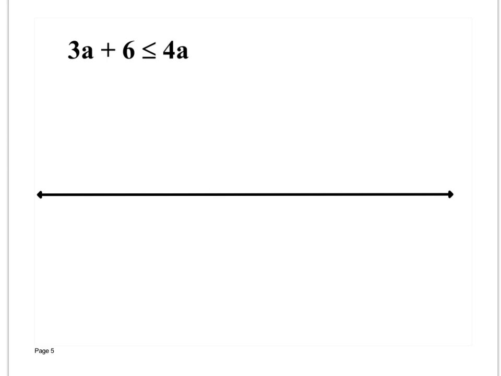They give us a line here because they might give us some questions that they want us to graph on a number line, so you can kind of see what it looks like. We solve for A. We got to get A on the same side, so I subtract 3A from both sides. My goal is always to move the smaller one so I keep my variable positive. That won't always be possible, but in this case it is, so I move this smaller one. I get 6 is less than or equal to A, because 4 minus 3 is 1.